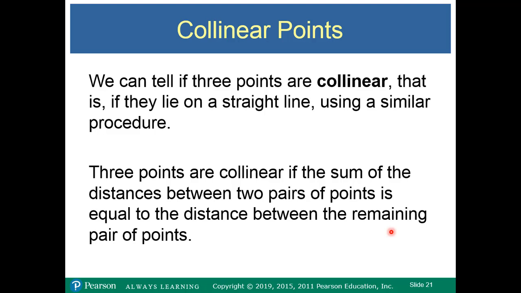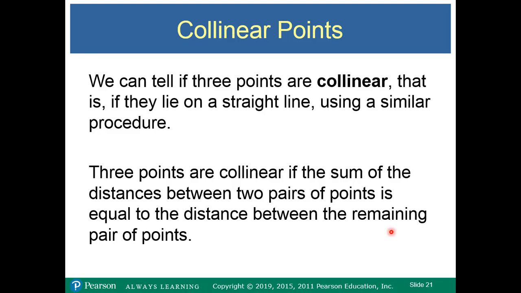Now we can tell if 3 points are collinear, meaning that they lie on a straight line, using a similar procedure. Okay, so keep this in mind. 3 points are collinear, again, meaning that they all lie on a straight line, if the sum of the distances between 2 pairs of points is equal to the distance between the remaining pair of points.